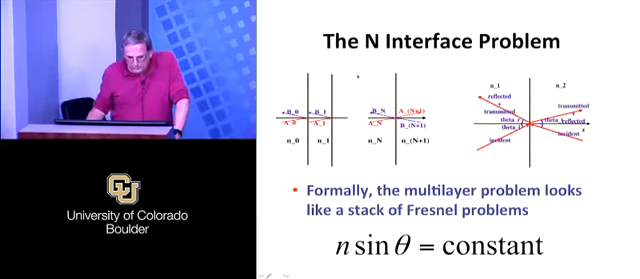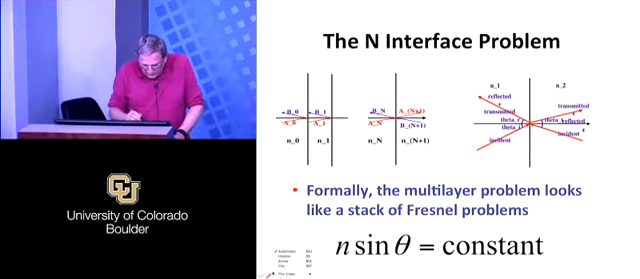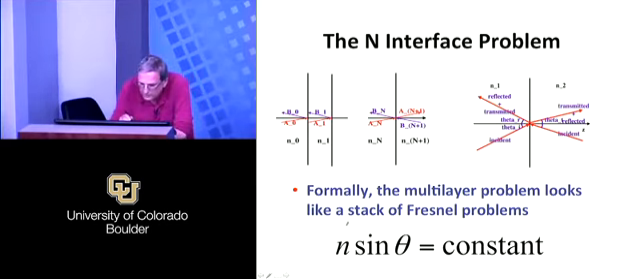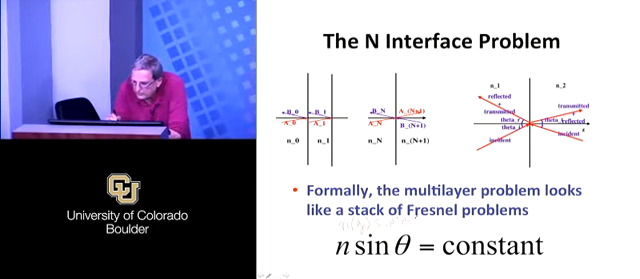Oh, yeah, and then in general, if we had lots and lots of these interfaces, as he mentions in the book there, this is true for every one of those interfaces. It's also true even if the material's continuous. If you had a continuously varying index of refraction, n of z, that n sine theta, so this could be n of z sine theta of z equals a constant.